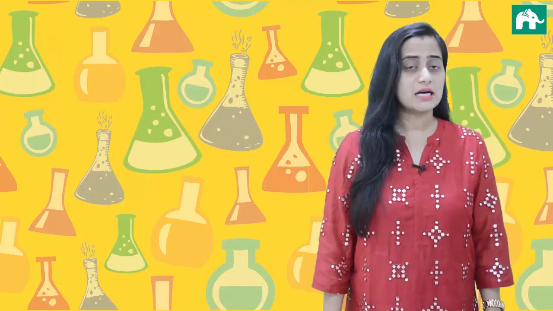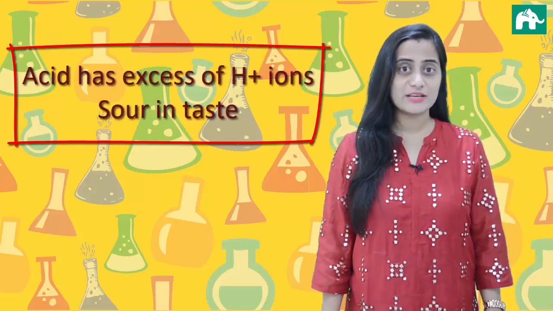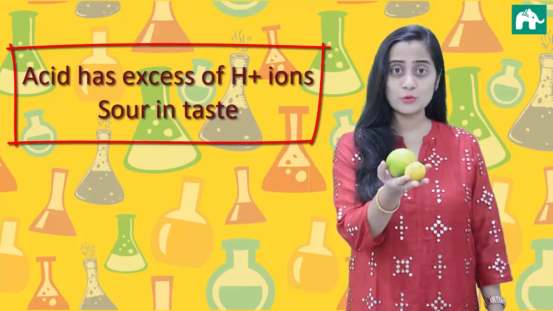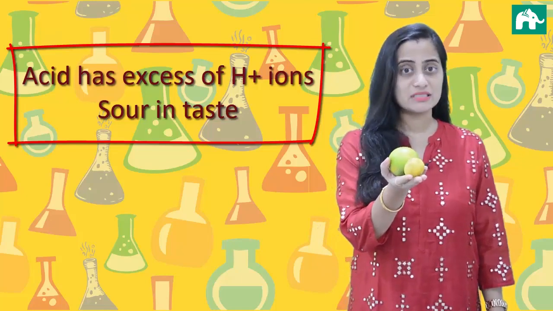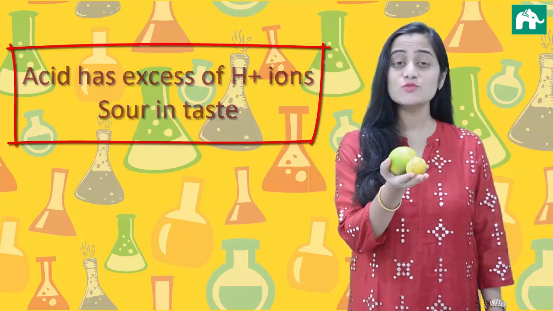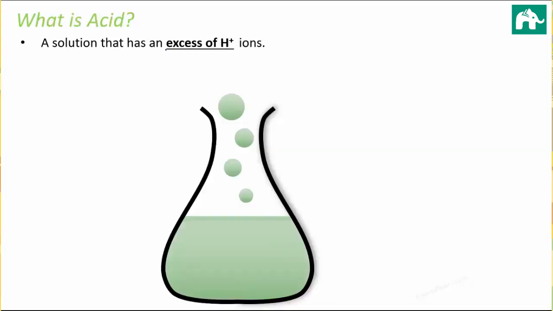What is an acid? A solution that has an excess of hydrogen ions and is sour in taste. Think of the citrus fruits like sweet lime and lemon. They are sour in taste and they are acidic in nature because they have citric acid. What do we mean by excess of H plus ions? That actually means that acids dissociate in water to produce hydrogen ions.